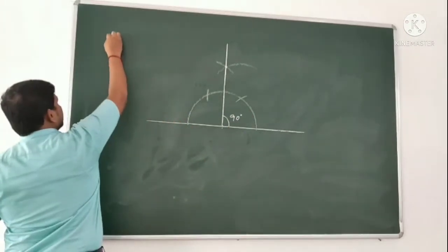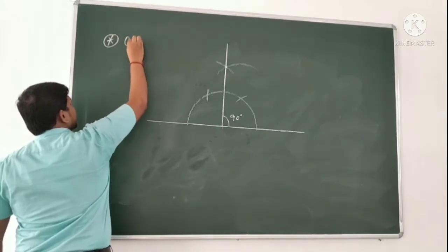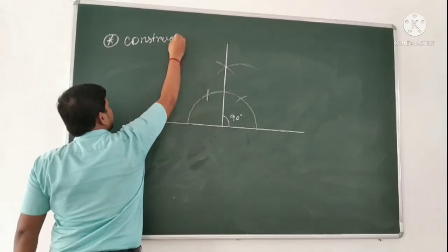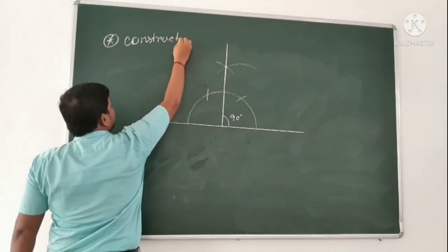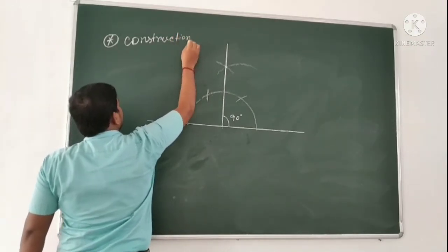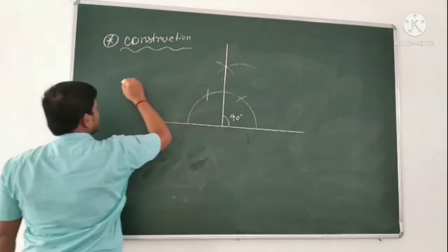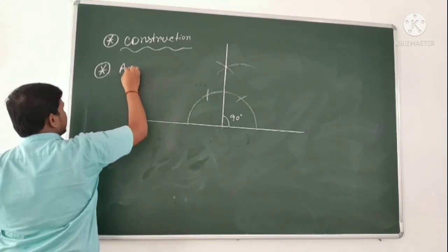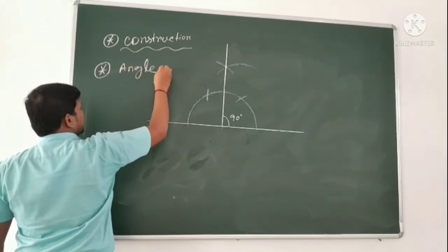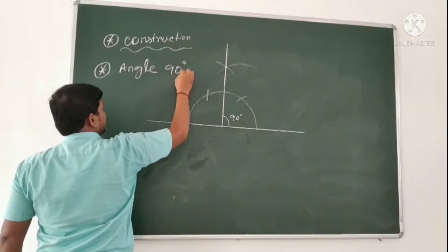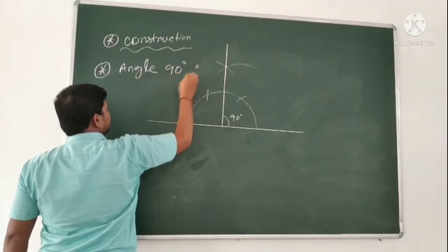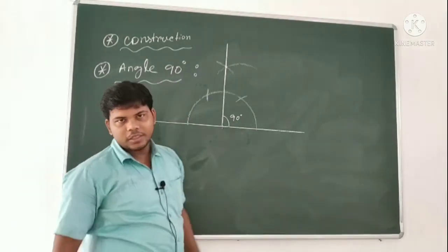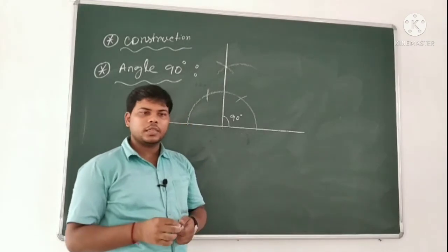Today we are discussing construction, and this is the part of class 8. This is angle 90-degree. So, in this way we can draw a 90-degree angle.